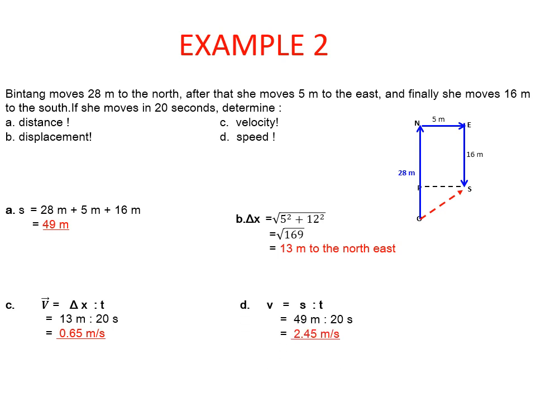And finally, for the speed, v equals distance divided by time taken, or s divided by t. So v equals 49 meters divided by 20 seconds. So the answer for the speed equals 2.45 meters per second.